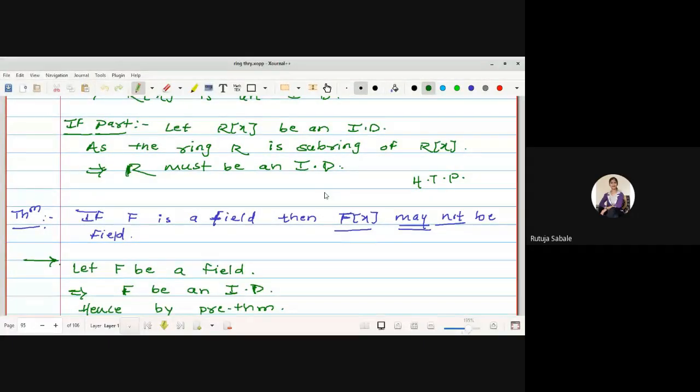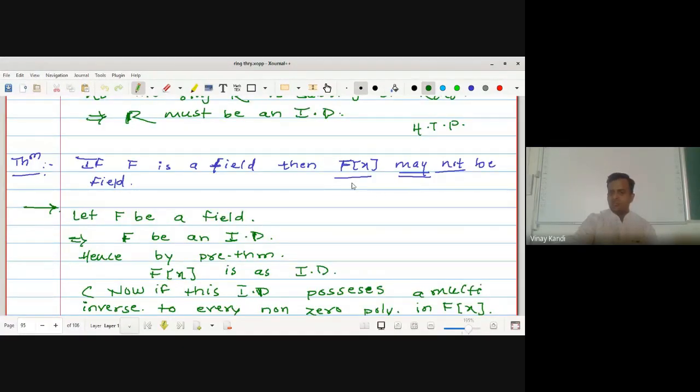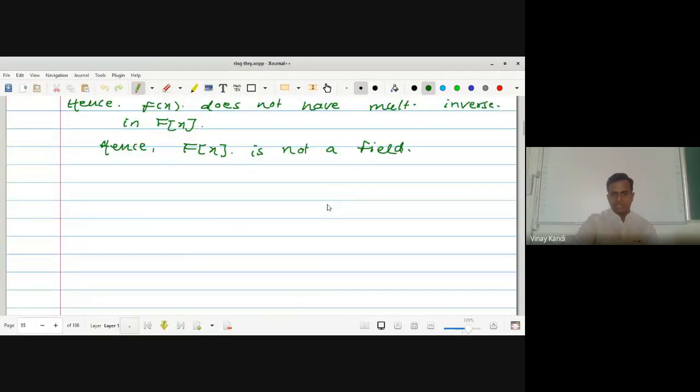Yes, sir. Okay. In the previous lecture, we've seen that if F is a field, then F[x], the ring of polynomials, may not be a field. F[x] is an integral domain, not a field. Why? Because for every non-zero polynomial there does not exist an inverse element. Only the constant polynomials have inverses. That's why F[x] may not be a field.